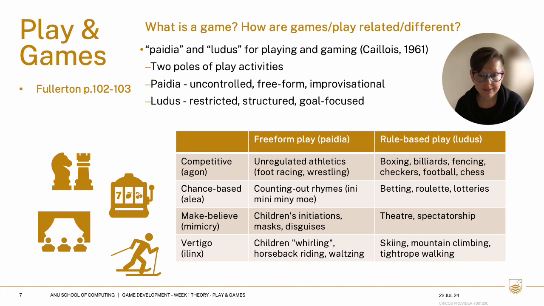So agon, competitive games, include things like boxing, billiards, fencing, kind of regulated sports. Alea, or chance-based games, include betting, roulette, lotteries. So the same kinds of chance-based gambling mechanics, but within a structured rule base. Mimicry, or make-believe, include things like theatre or spectatorship, where the make-believe has rules as to how it works. And ilinx, or vertigo, include things like skiing, or tightrope walking, or mountain climbing.